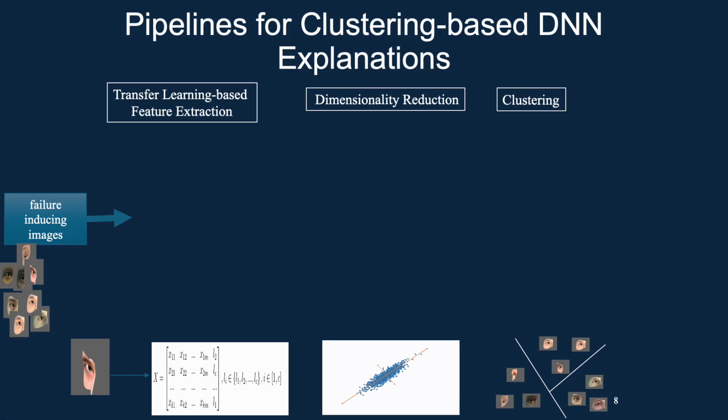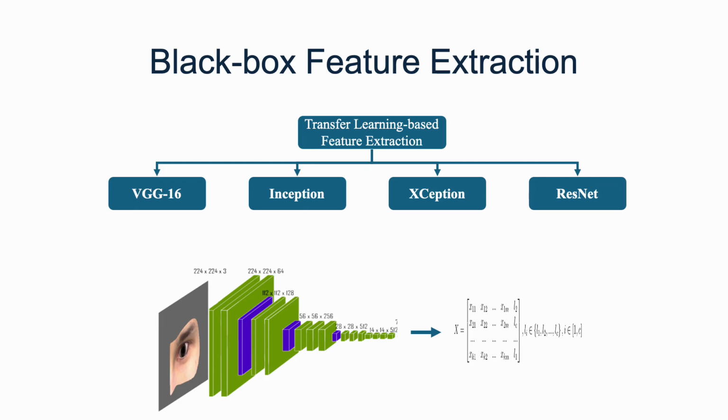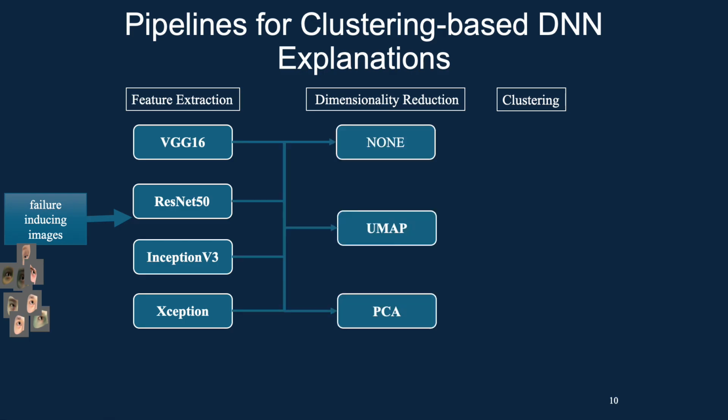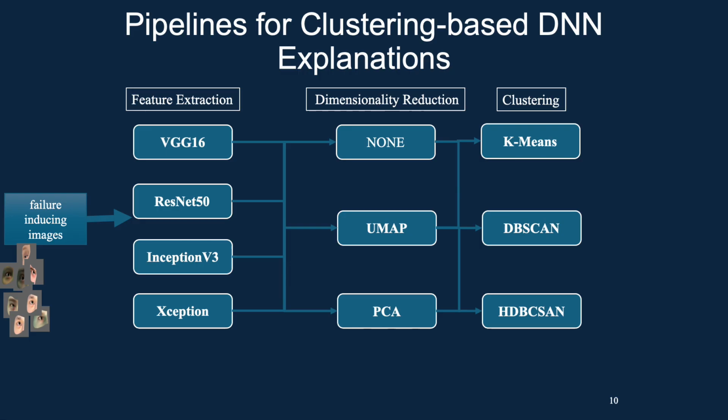We explore variants of each component. For feature extraction, we use black box approaches. The black box approaches are the transfer learning-based feature extraction models that rely on pre-trained image classification DNNs to extract the features. For dimensionality reduction, we study the effects of using the features without reduction and also reducing the feature dimension using PCA and UMAP. For clustering, we use three well-known algorithms: k-means, DBSCAN, and HDBSCAN. This results in 36 pipelines.